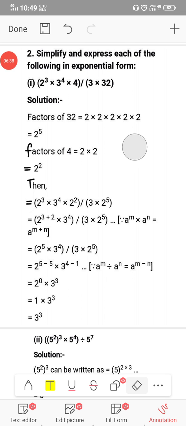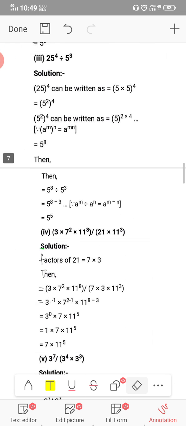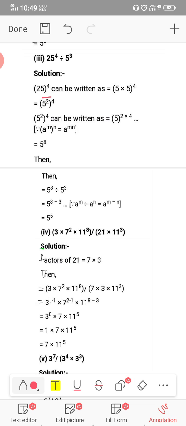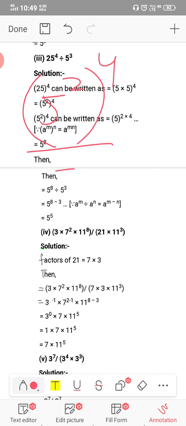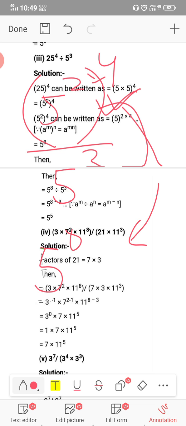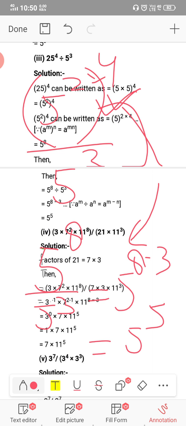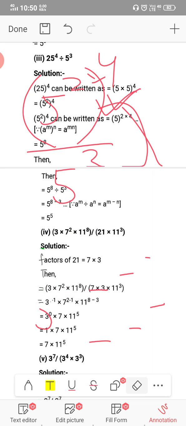Next is 25 to the power 4 divided by 5 to the power 3. So firstly we will write 25. We know that 25 can have factors 5 into 5. So we can write 25 as 5 to the power 2, and 25 is also having power 4. So then we will write it (5 to the power 2) to the power 4 divided by 5 to the power 3. Now this can be written as 5 to the power 8 divided by 5 to the power 3. Now we can also write it 5 to the power 8 minus 3, and the answer is 5 to the power 5.